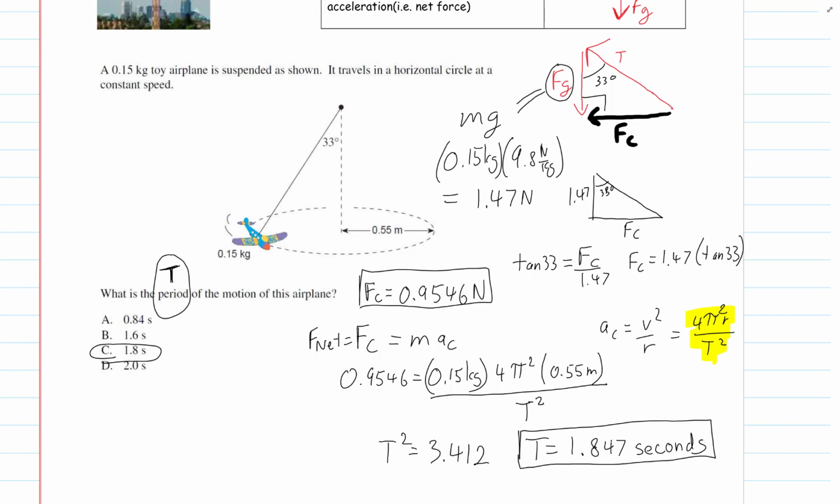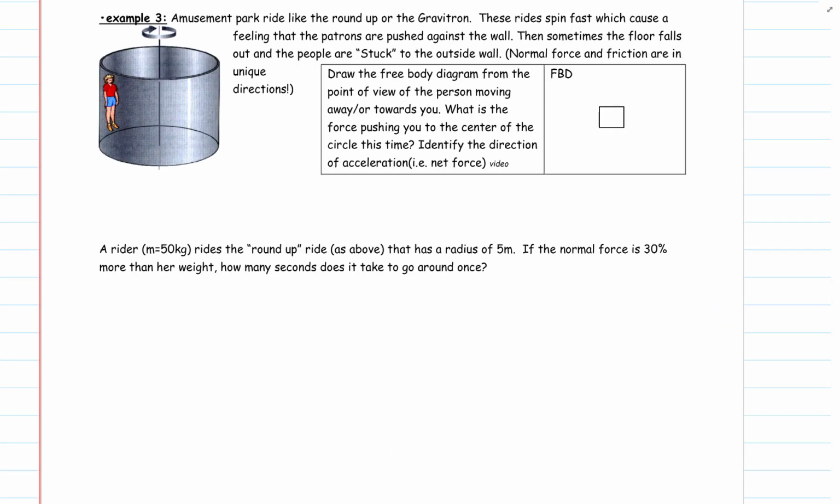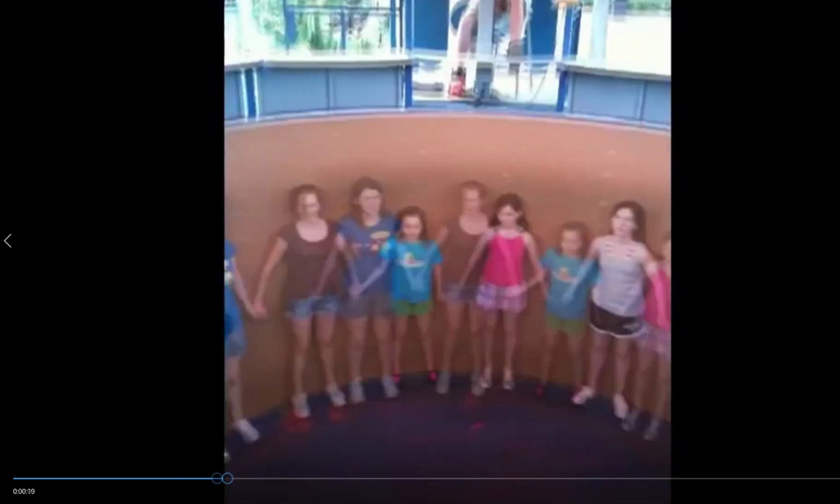Any questions? Here we go. Example number 3. An amusement park ride like the Roundup or the Gravitron. These rides spin fast, which causes a feeling that the patrons are pushed against the wall. And sometimes the floor falls out and the people are stuck to the outside wall. Okay, let's just take a look at a video here.